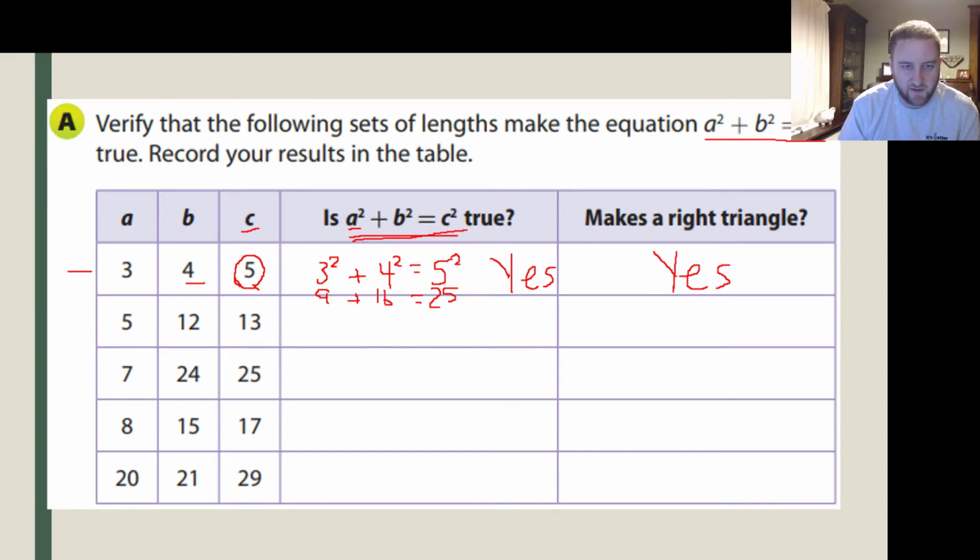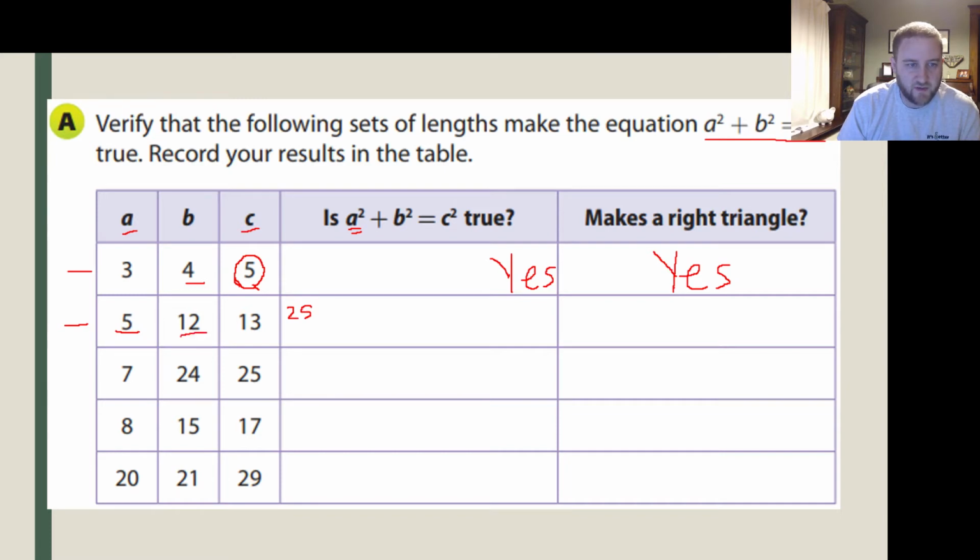Let me erase this stuff, just so we have some room to write. Here, 5, 12, and 13 are the sides of our next triangle. So I want to plug them into the Pythagorean theorem. 5 will go in for a, so 5 squared, well that's 25.